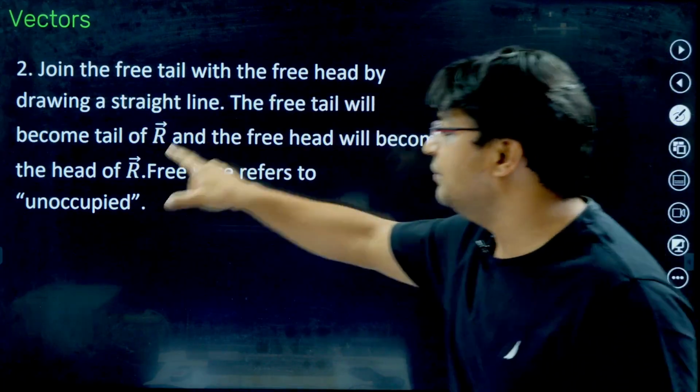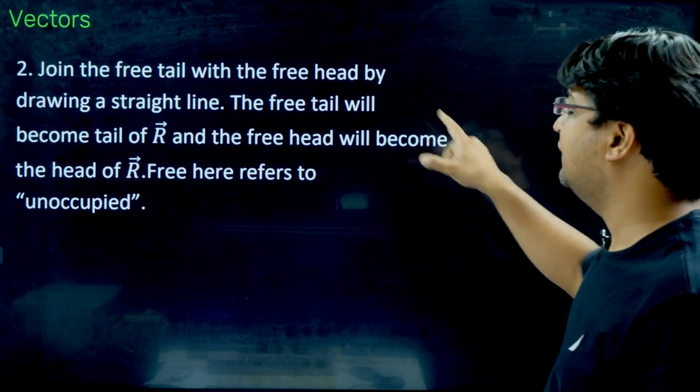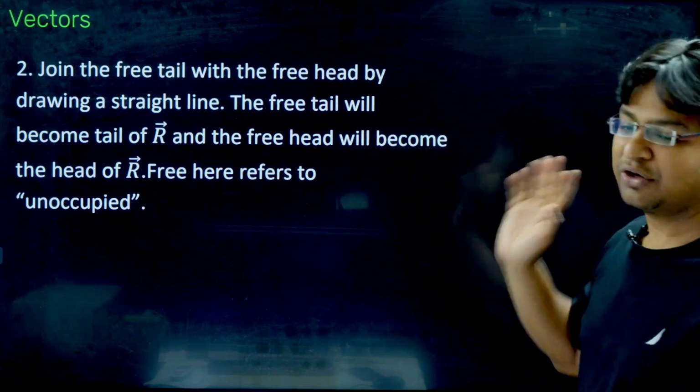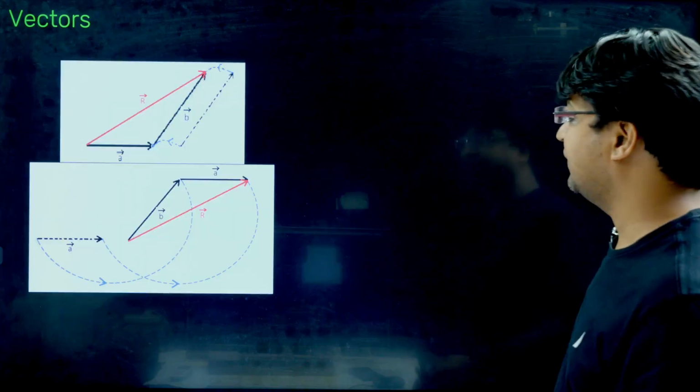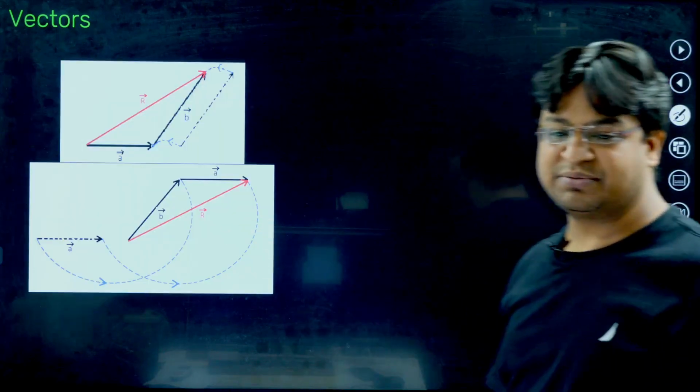The free tail will become the tail of our vector, and the free head will become the head of our vector. Free here refers to unoccupied. So I hope this much part is clear to everyone. So when we do that, we get these vectors as the R vector.